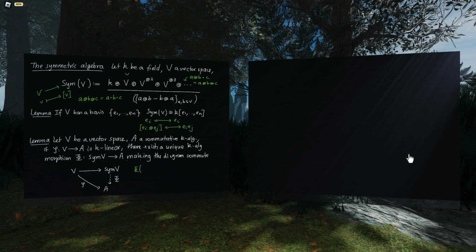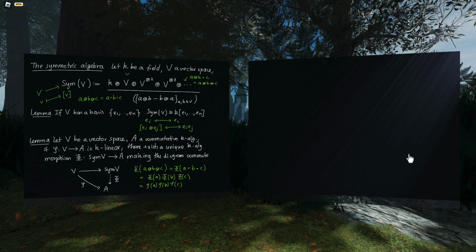And so, for example, if I take capital Phi of a tensor b tensor c, or more precisely its equivalence class in the quotient, then, well, that's a product of a with b with c. Capital Phi is a K-algebra homomorphism, so that has to send that to capital Phi of a times capital Phi of b times capital Phi of c. But when I evaluate capital Phi on vectors in V, I should just get phi of them. So this is phi of a times phi of b times phi of c. And you can turn this into an actual definition of capital Phi.